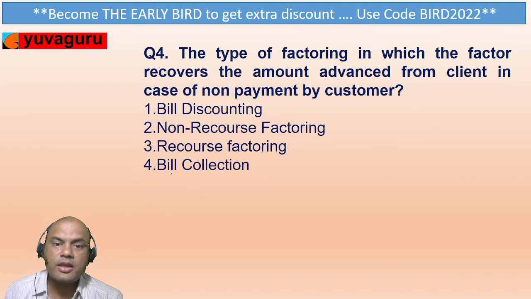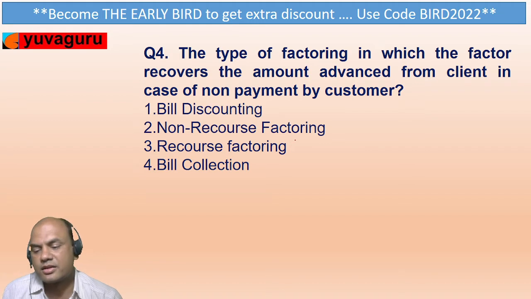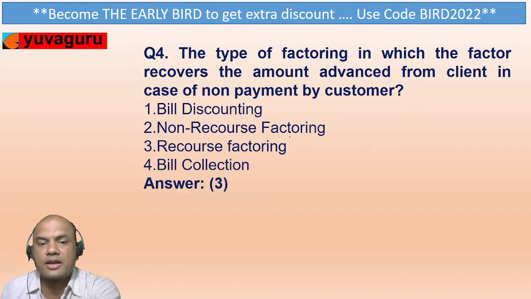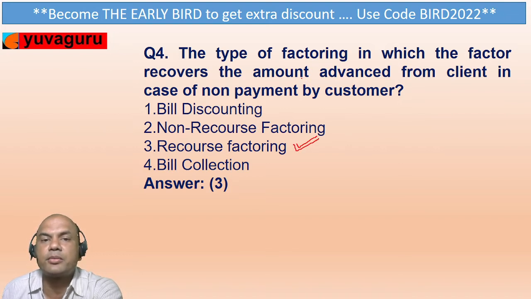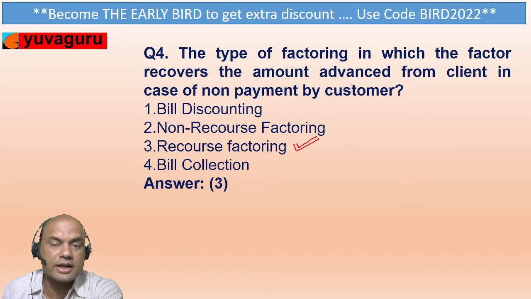Yes, let me check. So, the answer is correct. Now everyone is typing. It is recourse factoring. Recourse means I can get back the money from the customer to whom I have financed. That is recourse. Non-recourse means I can't get back that money if I have financed to that person.